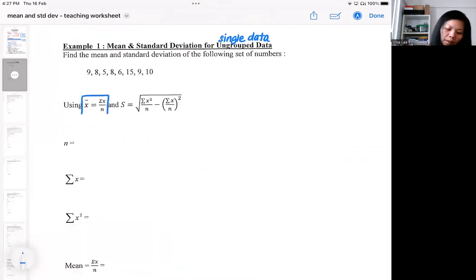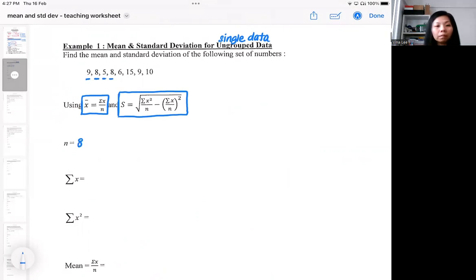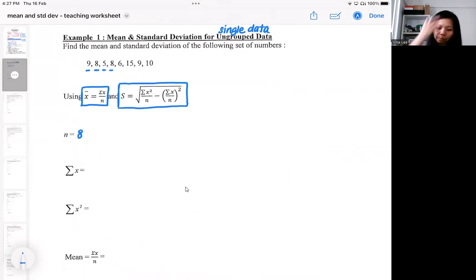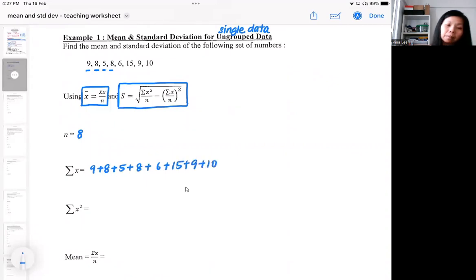I'm going to be using these two formula. Look at what the formula require. The formula require n, which is the number of data. So you can count the number of data. There are 8 data here. Then if you look at the formula, you will need these 3 items. So I will need the sum of x. Sum of x means literally I add up all my x. So in this case, you will get a 70.